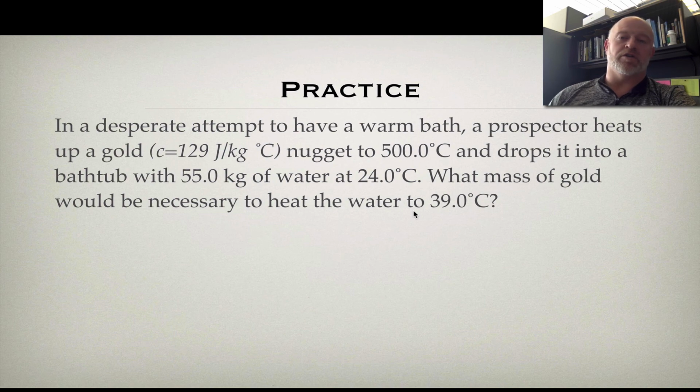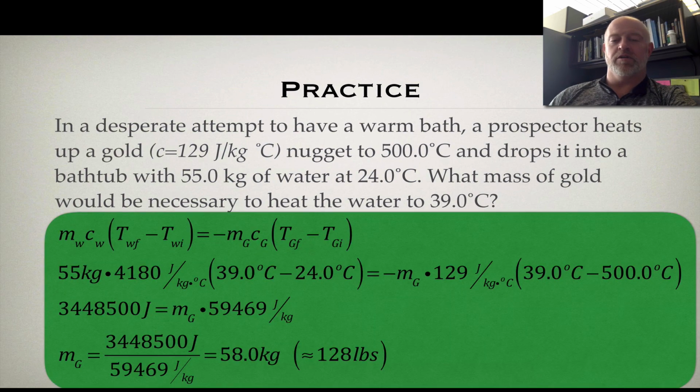Hopefully you have solved it, and here we go. We know that the water is going to be absorbing the energy and the gold is going to be releasing energy, so we set them up this way. We have the mass of the water, the specific heat capacity of water, its starting temperature and its final temperature. We know the specific heat capacity of the gold, its final temperature, which is the same as the water's, notice how they're both 39, and its starting temperature. Do the algebra, rearrange it, solve it, and we end up with 58.0 kilograms of gold.